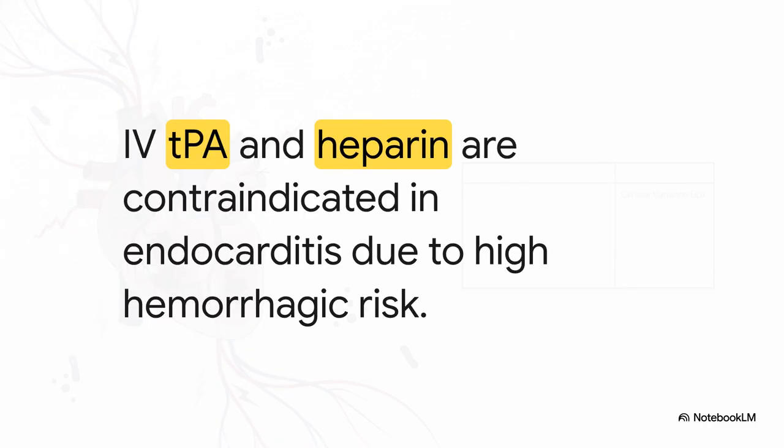Listen up, because this is an absolute management restriction and a massive high-yield trap for the boards. In cases of suspected or confirmed infective endocarditis presenting with acute ischemic stroke, administering IV alteplase, TPA, and systemic anticoagulation like heparin are absolutely contraindicated. Why? Because the mycotic necrosis of the arterial wall creates an unacceptably high risk of catastrophic hemorrhagic transformation. Do not push those drugs.